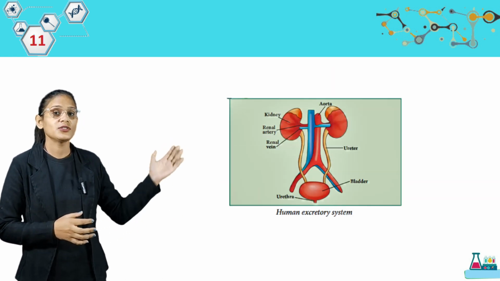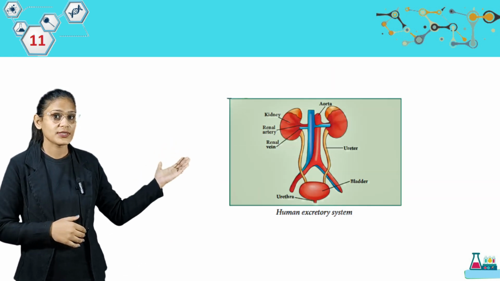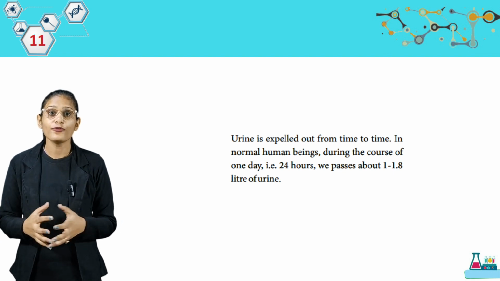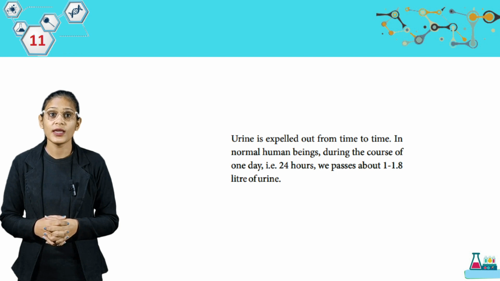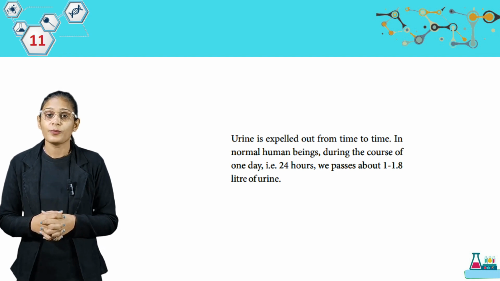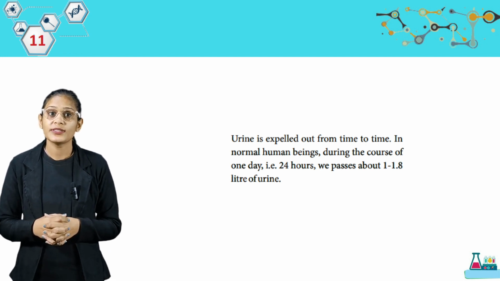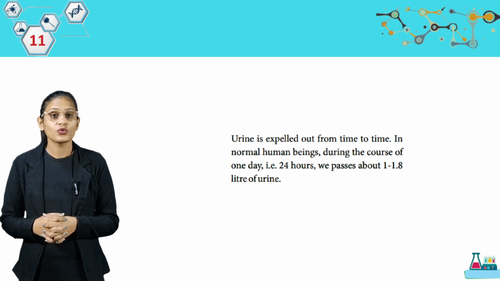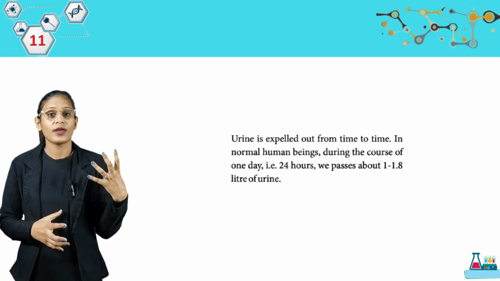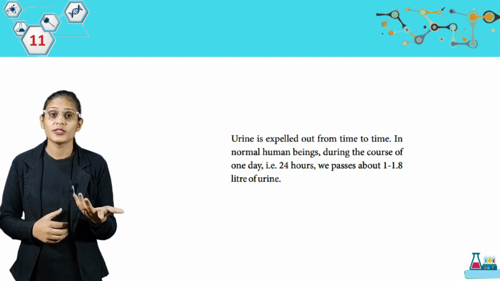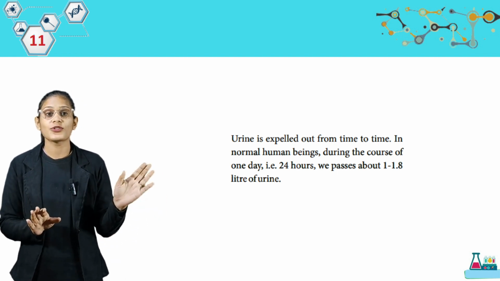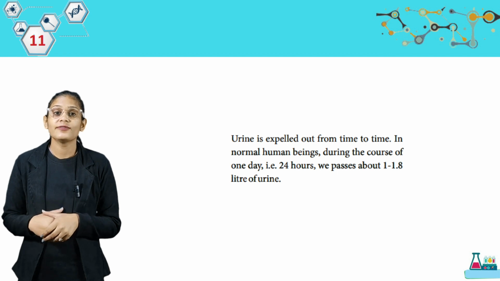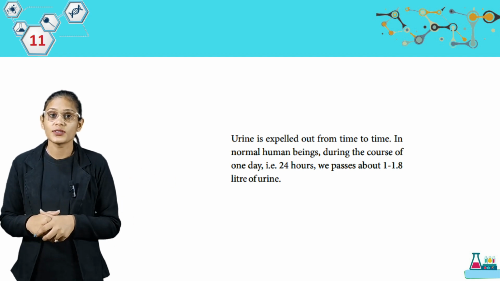Look at this picture, students. We have human excretory system. Urine is expelled out from time to time in normal human beings during the course of the day. That means in 24 hours we pass about 1 to 1.8 liters of urine. So students, what does the kidney do? The kidney filters the water-type waste products, sends the blood for circulation, and the filtered waste comes out of our body in the form of urine.